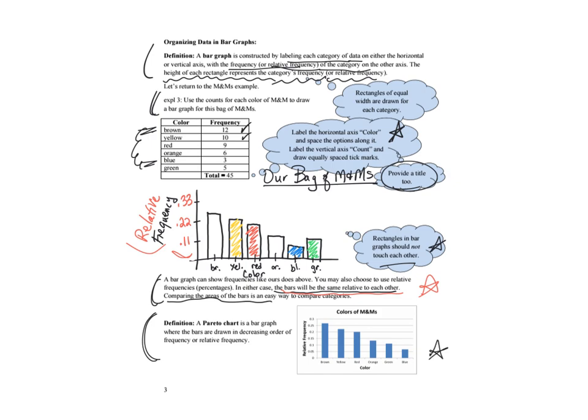It is simply a bar graph where you see the bars drawn in decreasing order. So you sometimes see that in bar graphs. And now look at that. We have a name for that type of chart.